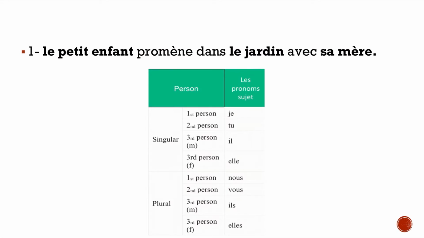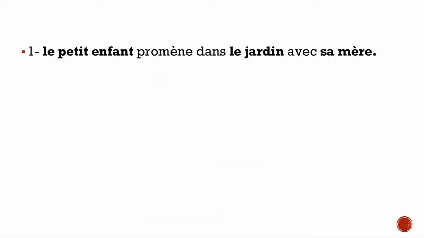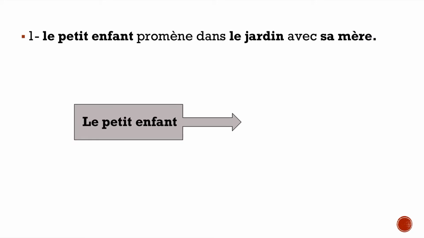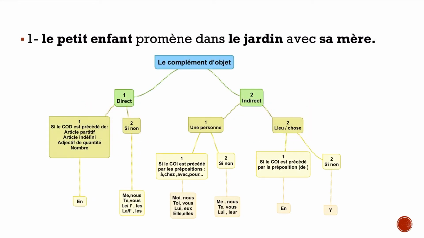So that's why we call the first type of pronouns les pronoms sujets, and we will find that le petit enfant is a singular noun, third person, masculin. That's why we use in this case il. So we replace it with il. The second noun that we have is the noun le jardin. Before le jardin, we have the preposition dans. So le jardin, it's an indirect object. It's a place, and before it we don't have the preposition de, so we are in the last case in our map, so we choose y.